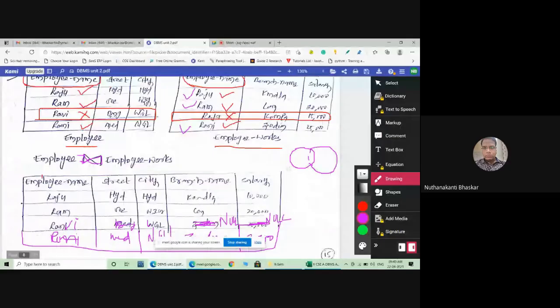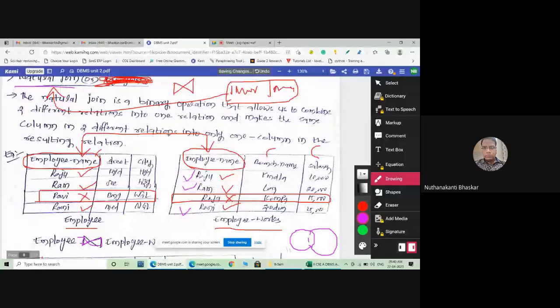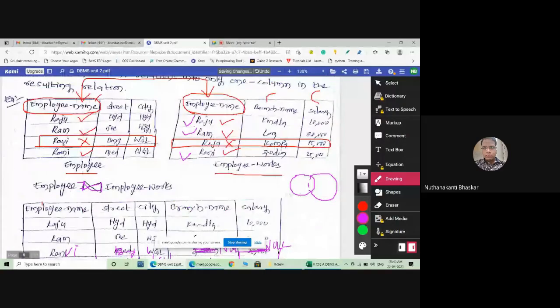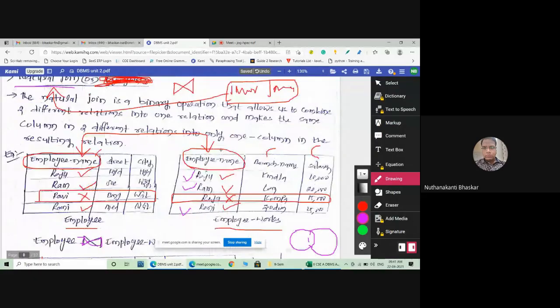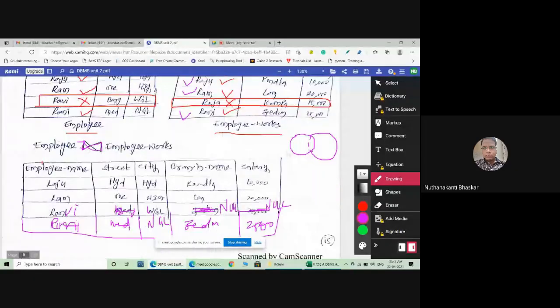Now, coming to the outer join. Why is outer join required? I already told you that when you use natural join, some data is lost because the record is not there. Ravi is not there in the employee works relation, and Raju is not there in the employee relation. So these two records cannot be in the result table when we apply natural join. That is why outer join is required. The outer join is a mechanism which extracts the data we want, with full-fledged data.